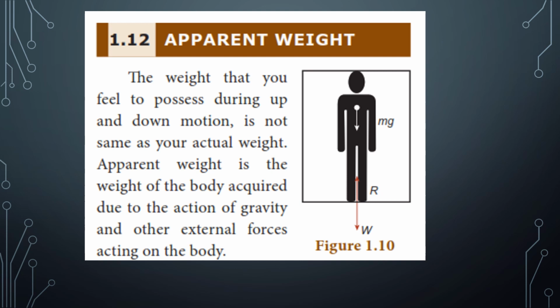Let us consider a person of mass m who is traveling in a lift. The actual weight of the person is W, which is equal to mg, acting vertically downwards. The reaction force exerted by the lift surface, taken as apparent weight, is acting vertically upward. Let us see the different possibilities of apparent weight of the person that arise depending on the motion of the lift, upward or downward, which are given in the table.